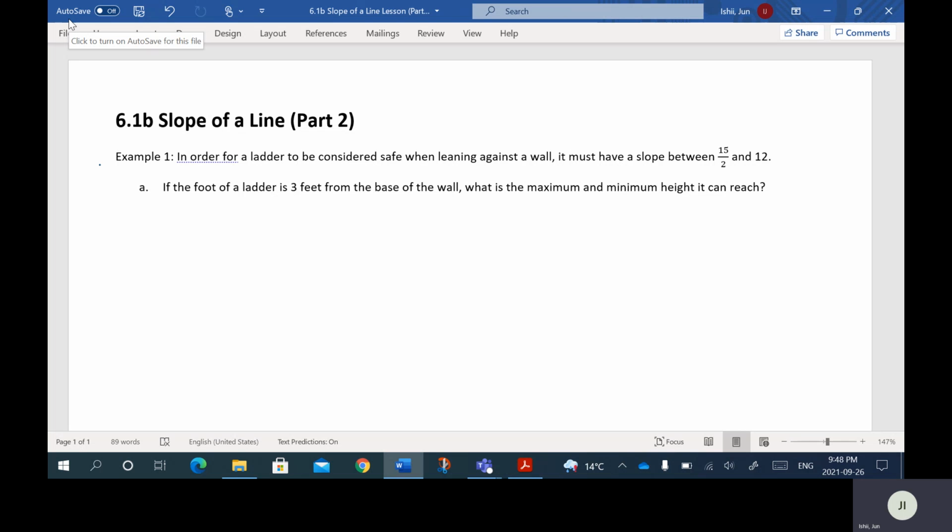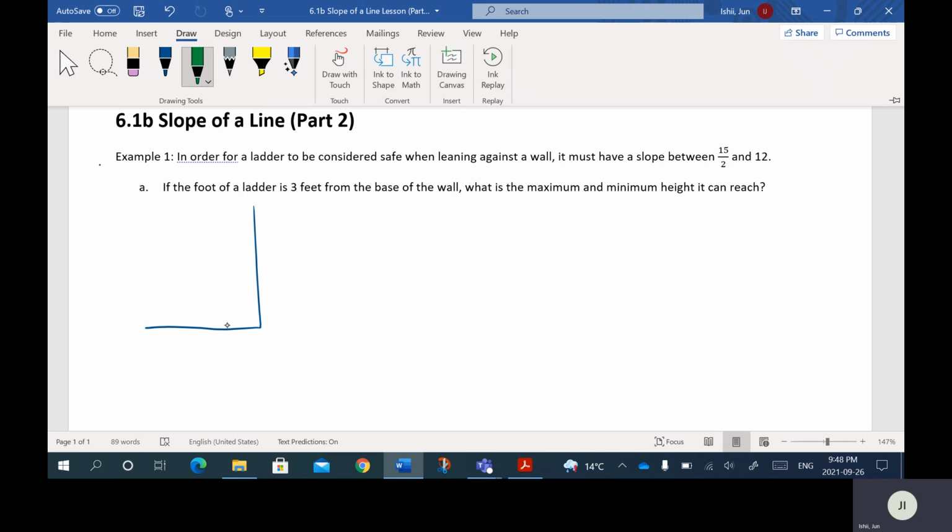So part A: if the foot of a ladder is 3 feet from the base of the wall, what is the maximum and minimum height it can reach? Okay, so to start off, I'm going to draw a diagram of what's happening. Let's just say that that's the wall and this is the ground, and we have a ladder that's leaning up against the wall.